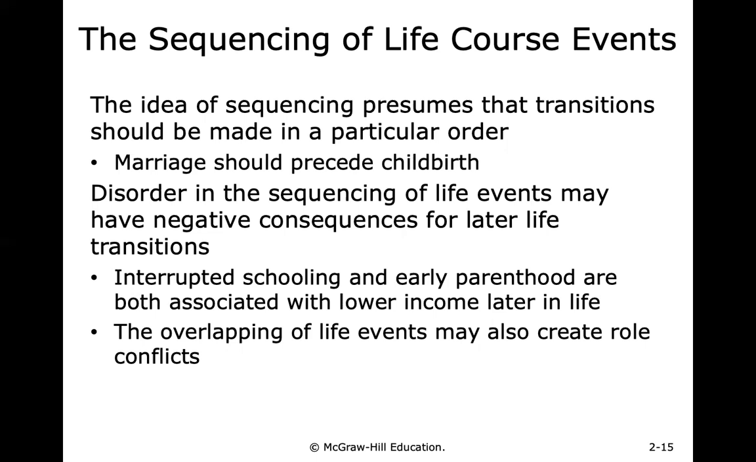So think about if in the middle of all of this, we had some interrupted schooling, and all of a sudden we have a baby on the way, and now we're in early parenthood. For the most part, research has shown that interrupted schooling and early parenthood are going to be associated with lower income later in life. And we also might have some life events that overlap that are going to create some role conflicts.